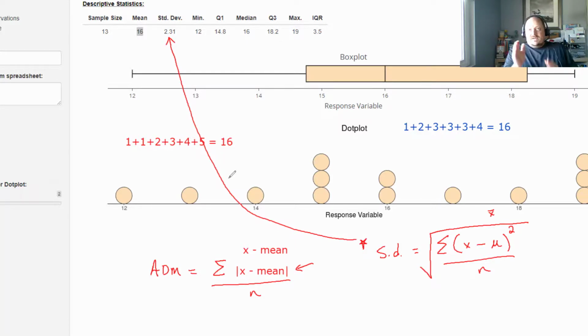And that gives us a typical distance away from the mean. You know, what is a point? How far away are we, typically? We're typically about 2.31 units away from the mean.